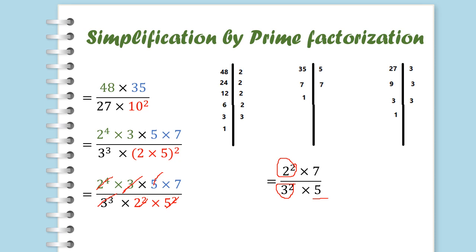So we can calculate it. 2 power 2 is 4, and we multiply 4 times 7, and 3 power 2 is 9, and we multiply 9 times 5, and here is our answer.